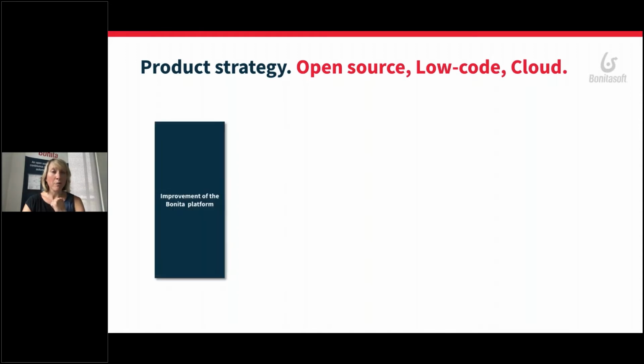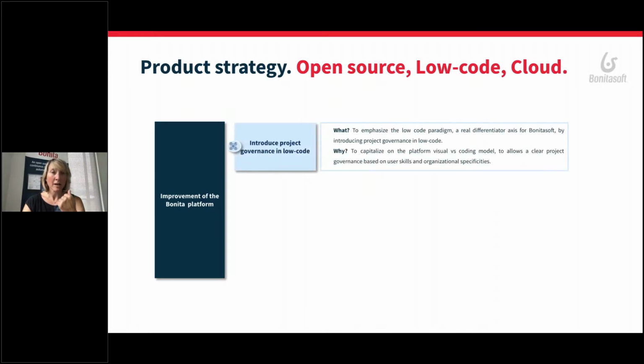We are going to improve our platform through 3 axes. The first one is the introduction of project governance in low code. But what is that? We want to create a real differentiator between visual programming and coding model to allow a clear governance based on user skills and organizational specificities. So it means in the IT team, for example, you have different kinds of profiles, the developer, business analysts and so on.